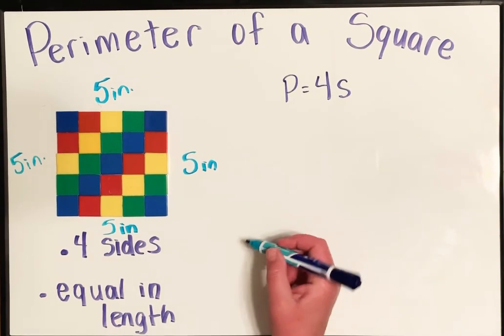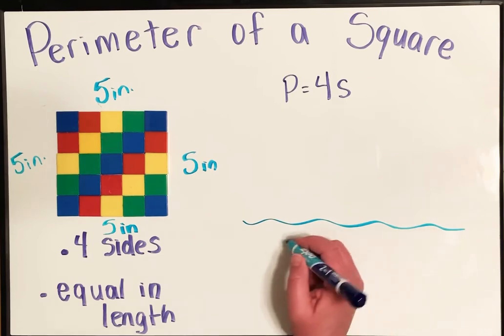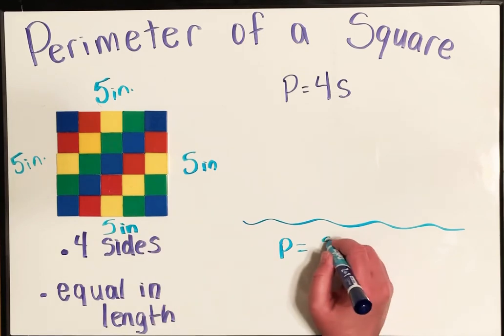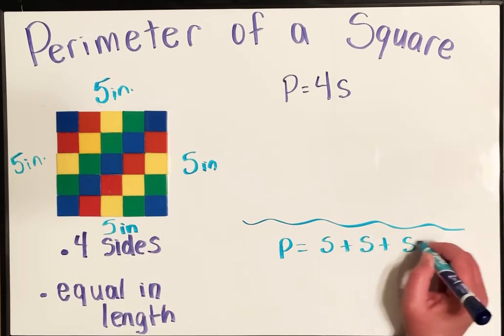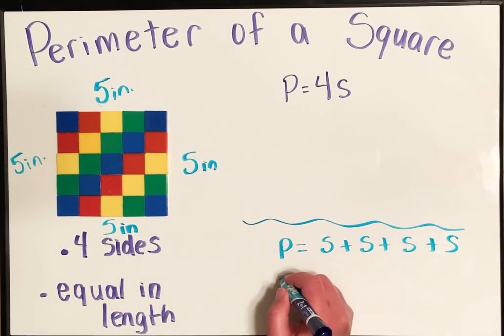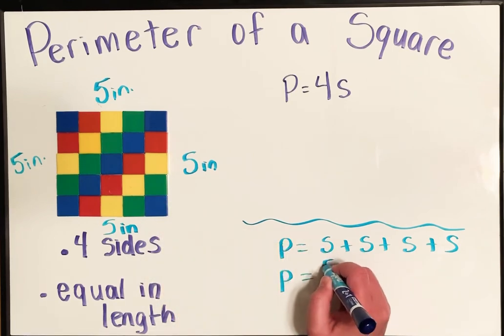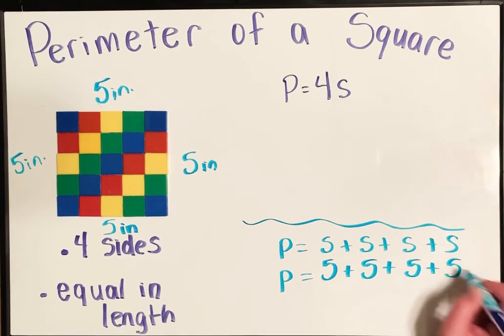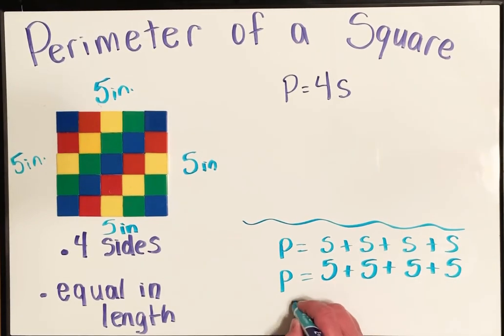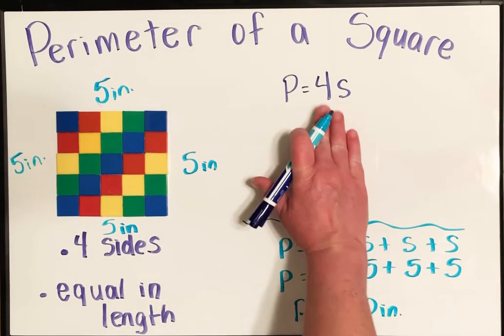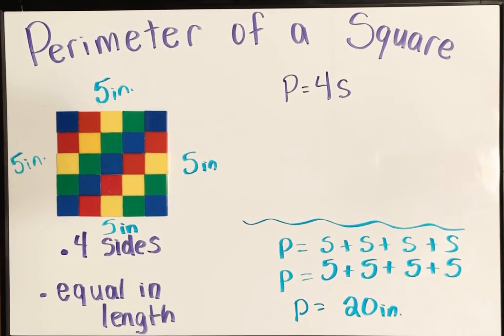Now I know that I can find my perimeter by adding up my sides. Well, how many sides do we have? We have 4. So I know that perimeter is side plus side plus side plus side. I can plug in my numbers for my sides. And if I do the math, 5, 10, 15, 20, I know that my perimeter is 20 inches. But let's talk about what this formula is and what it means. Let's talk about each part of it.